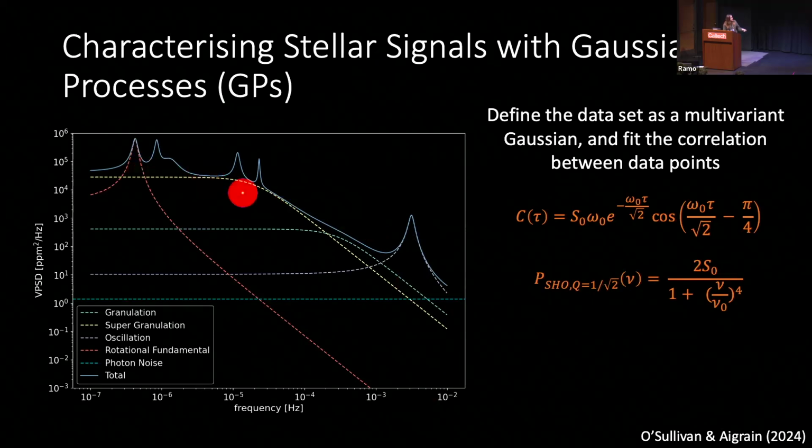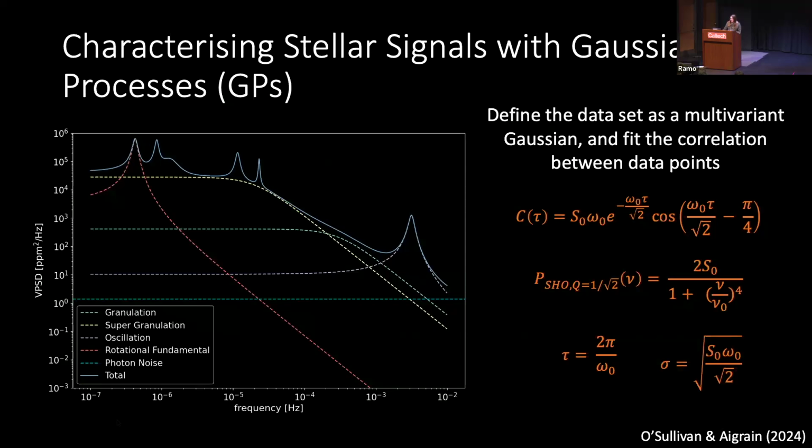We usually model this with a Harvey law. This is basically a Harvey law, but with a different power, so it's quite a good model for it. And we just define the time period as 2 pi over that characteristic frequency, and then also the variance given by the amplitude and frequency, and some square roots.